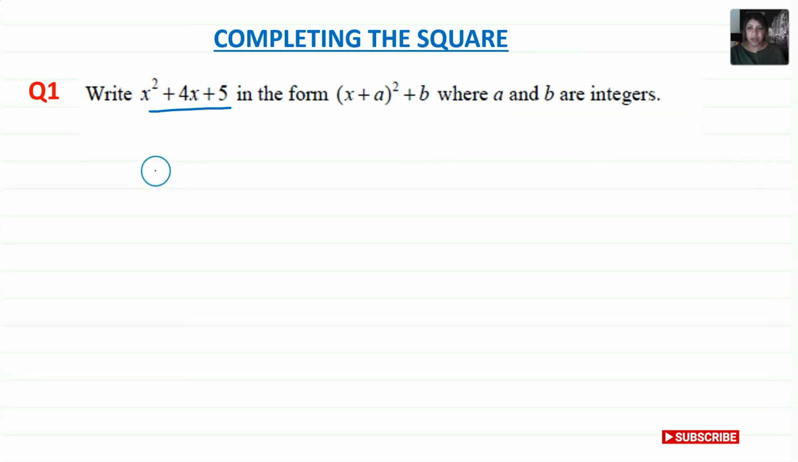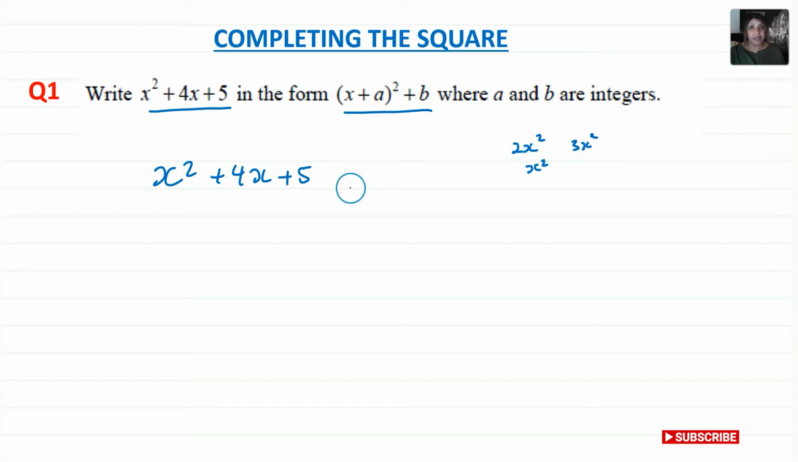So we have x squared plus 4x plus 5, and we want to write it in this form. That is a completing the square form, which you need to be familiar with. What do we need to do when we complete the square? Well, the first thing you need to be aware of is that the x squared shouldn't have a coefficient of more than 1. So we can't have 2x squared, for example, or 3x squared. It should always be just x squared, and then you can complete the square.